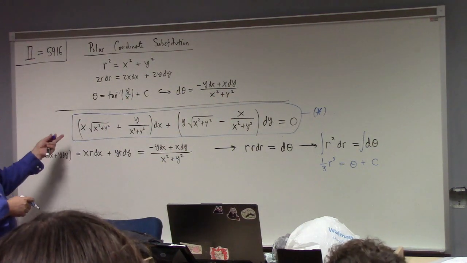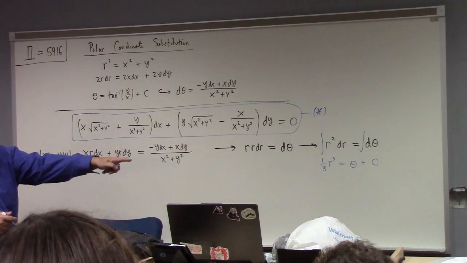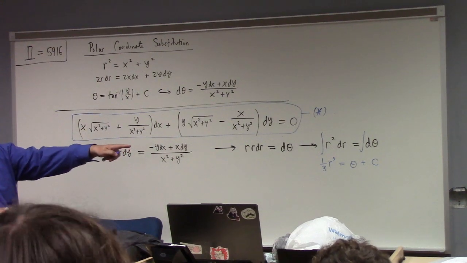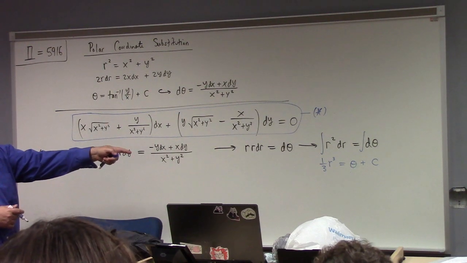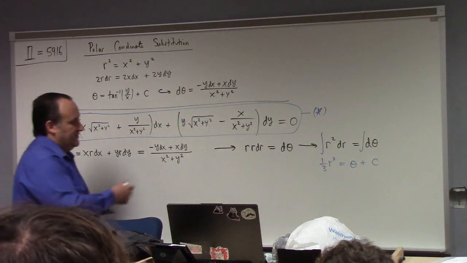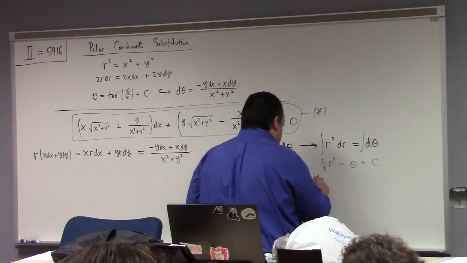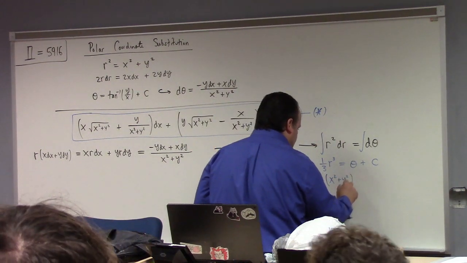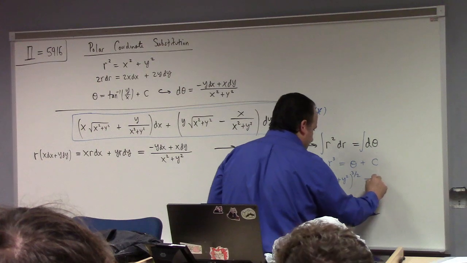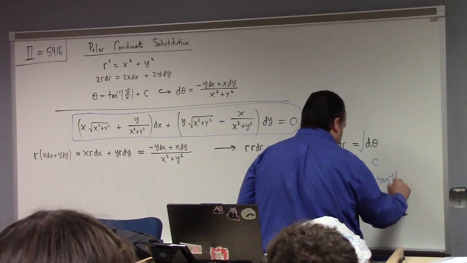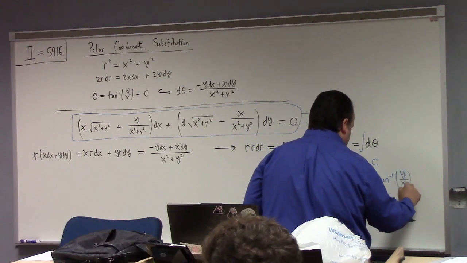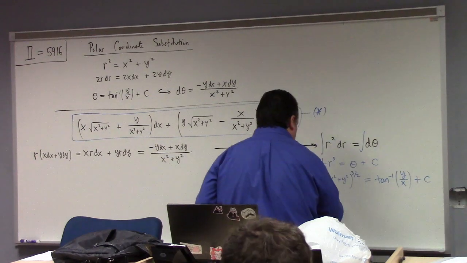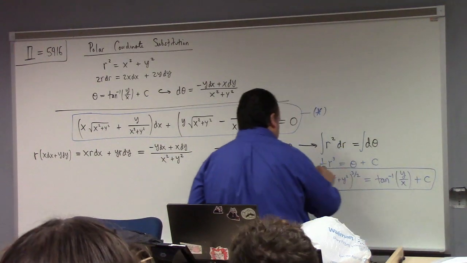And so the solution to that is obtained by solving r squared dr equals d theta, which gives me the solution 1/3 r cubed equals theta plus a constant. Translating back into xy land, we get 1/3 (x squared plus y squared) to the 3/2 power equals the inverse tangent of y over x plus a constant. And there you go. That's the implicit general solution, right?